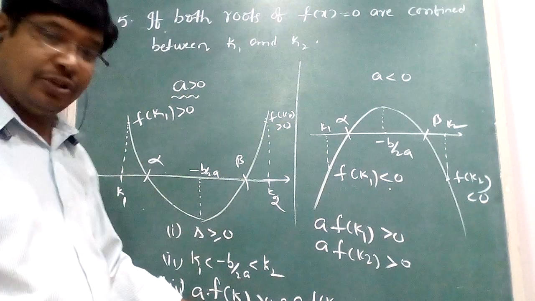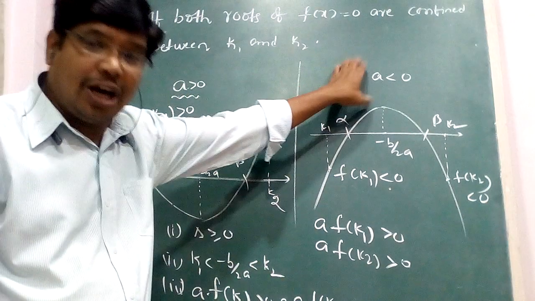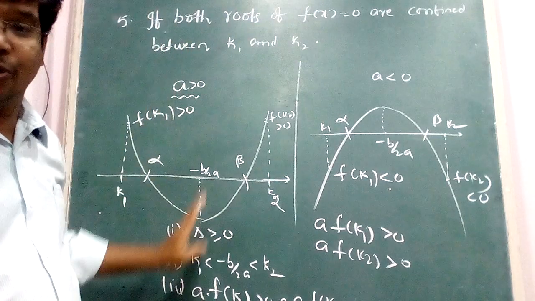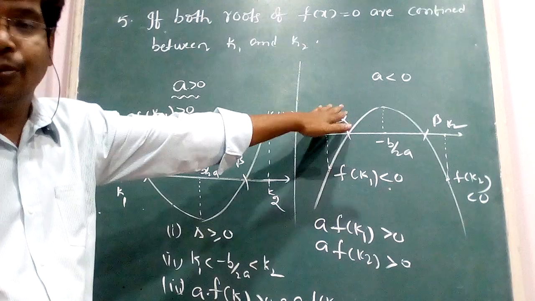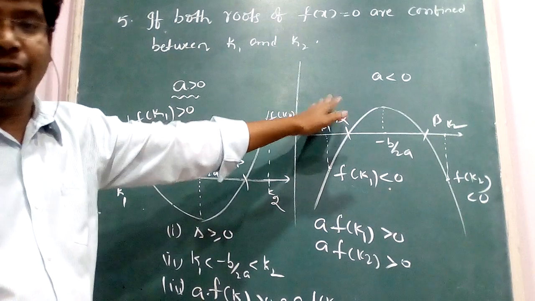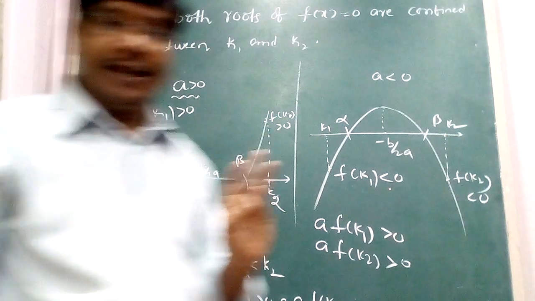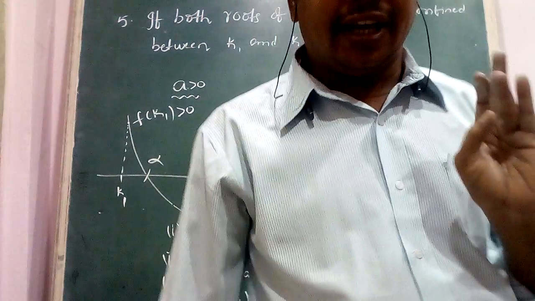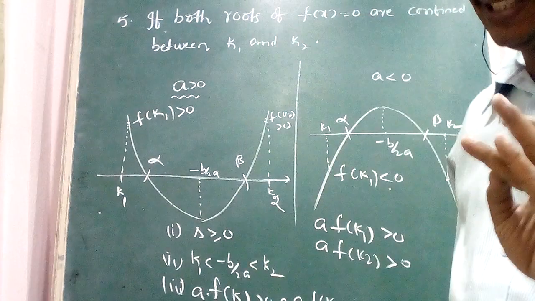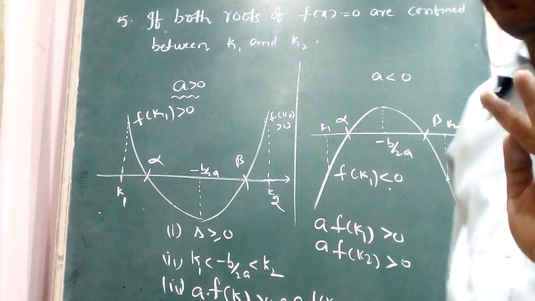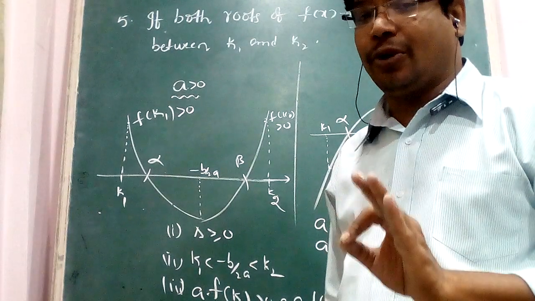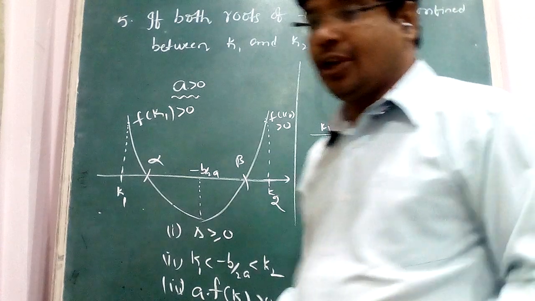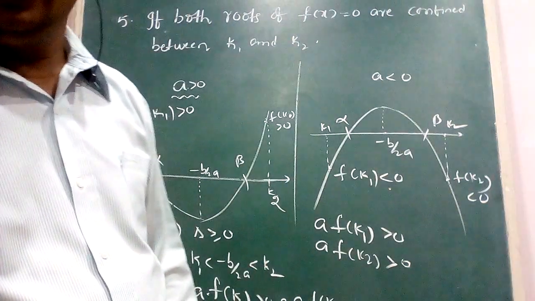Third condition: you can take any one, either a less than 0 or positive, but the conditions are the same only. You got the same conditions only. First condition is delta greater than or equal to 0. Second condition is k1 less than minus b by 2a less than k2. Third one is a into f of k1 greater than 0 and a into f of k2 also greater than 0. Next, I am going to property number 6.